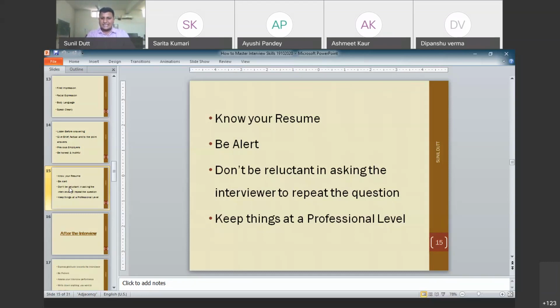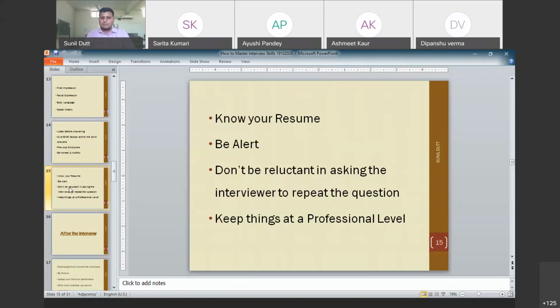Don't be reluctant in asking the interviewer to repeat the question. It's always good to ask the interviewer to repeat the question if you have not heard it distinctly or properly, because rather than giving a wrong answer, it's always good to ask. And never get perplexed if you do not know one or two questions, because they have seen on your resume that you're qualified, you can accomplish these things, you know these things. So don't get perplexed. Mull over the next question and try to give your best, and make up for the negative that you had earlier.